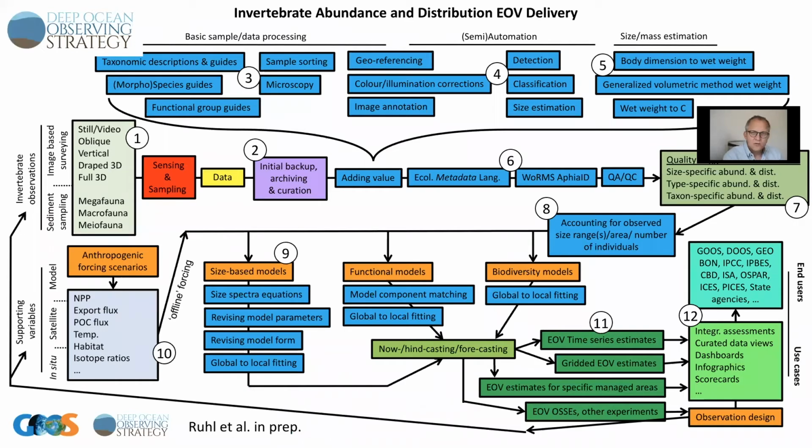Also within GOES, you have the Deep Ocean Observing Strategy, or DOOS, which is the deep sea component. And there they are developing this data workflow to get to the EOV, the essential ocean variable products. You can see it's a very complex diagram because there are so many different types of information required to develop these products and these models.